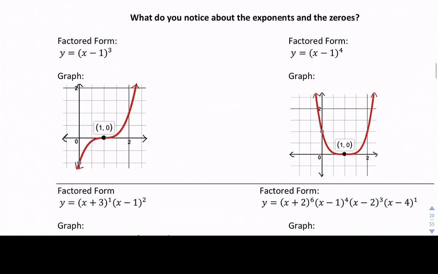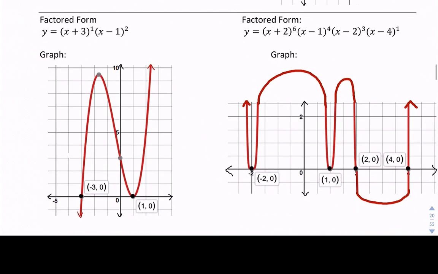So let's take a look at the first one. We know that the 0 here is positive 1, and it goes through. Look at the exponent. Here, again, we know the 0 is 1. But look at the exponent. It bounced off. Let's do one with more. So here we have 2 zeros at negative 3 and at positive 1, and it goes through. So this one went through, and then this one bounced off.